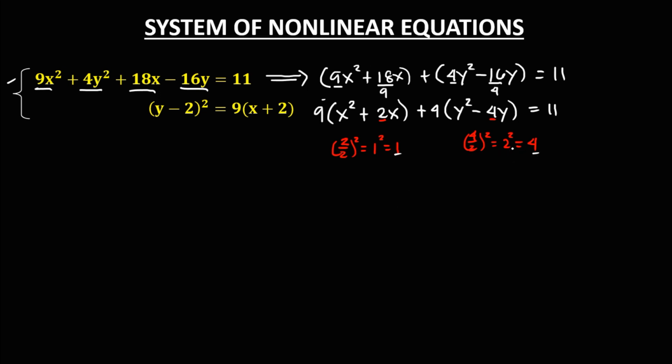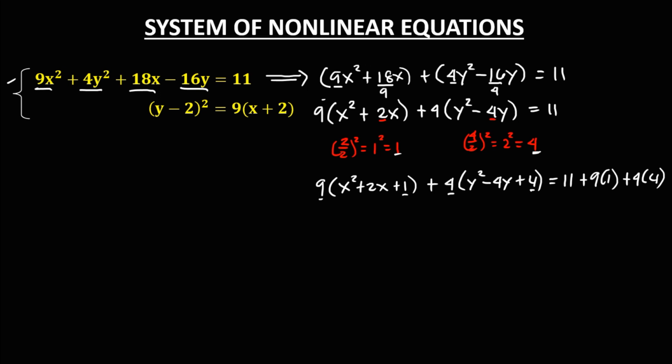Then add these numbers. So we have now 9 times x squared plus 2x plus 1, then plus 4 times y squared minus 4y plus 4, then equals 11, then plus, multiply these two numbers, 9 times 1, so plus 9 times 1, then plus 4 times 4, so we have 4 times 4.